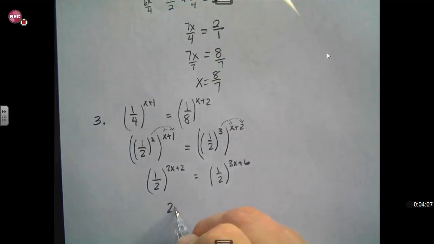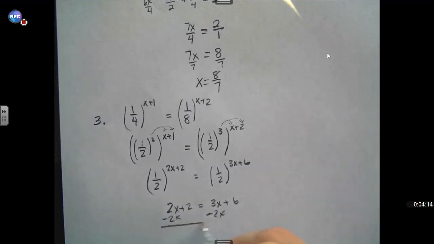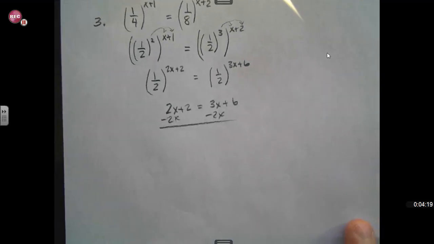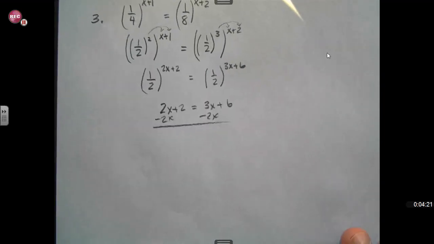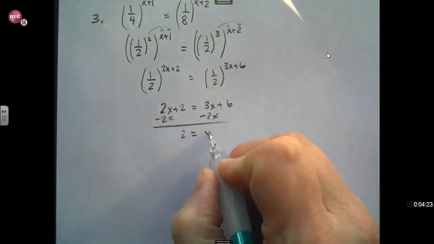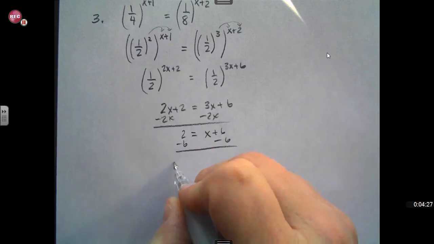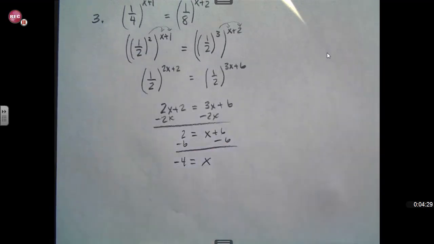So now 2x plus 2 equals 3x plus 6. I'm going to move 2x to this side and get 2 equals x plus 6, and then I'm going to subtract 6. Negative 4 equals x.